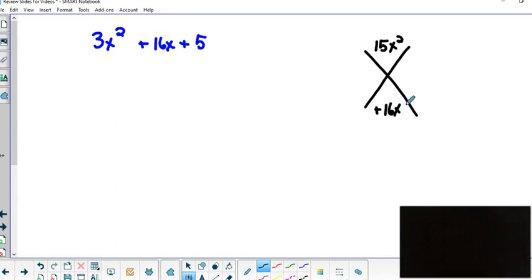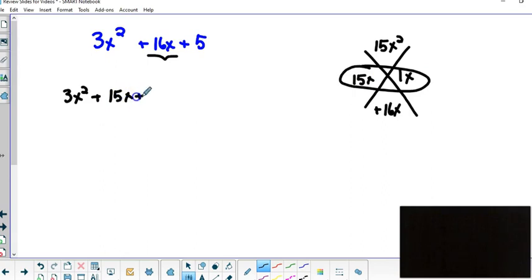And here we are looking for things that will multiply together to give us 15x squared that will add up to be 16x. And that is going to be a 15x plus a 1x. Now, for x factoring, what we end up doing over here is replacing this middle term with these middle terms here. And so we have 3x squared plus the 15x plus 1x plus 5. And then we factor this by grouping.